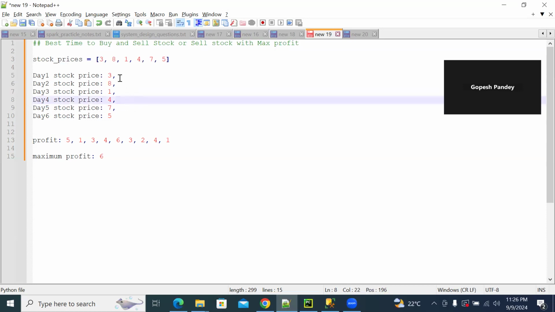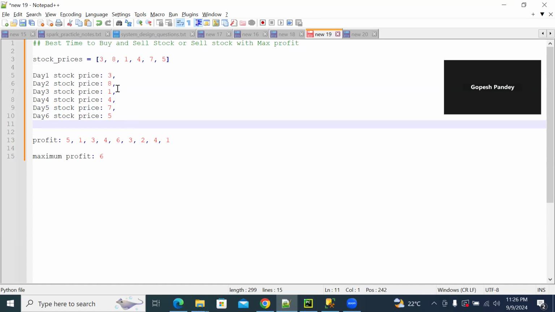Now what you need to do, again you compare. Let's say day 1 you have bought with 3, so you are selling here with 7, you will be getting a profit of 4 here. And if you are buying on second day with a stock price 8 and selling on fifth day with a stock price 7, you will be getting a loss of 1. So we are not capturing the loss. This is just for your understanding.